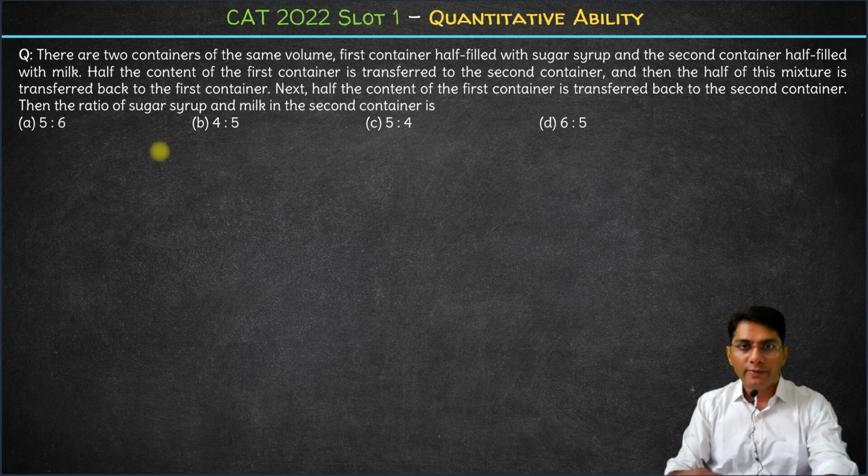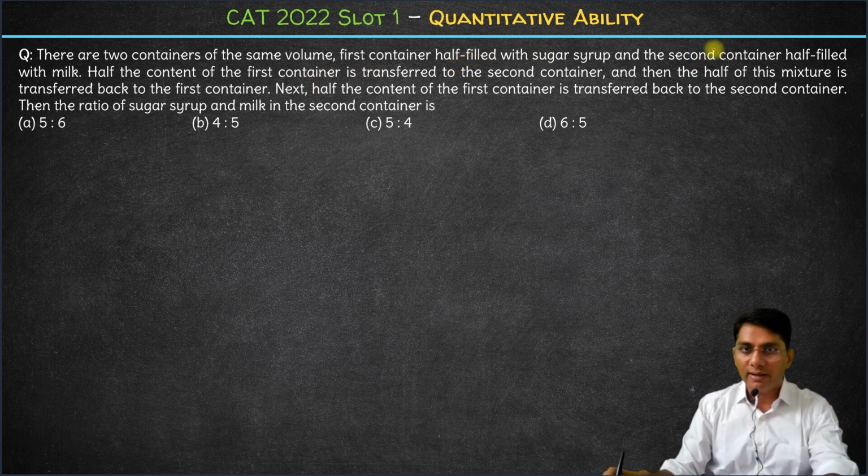Hi, so here we have two containers of the same volume. The first container is half filled with sugar syrup and the second container is half filled with milk. Half of the content of the first container is transferred to the second, and then half of this mixture is transferred back to the first. Next, half of the content of the first container is transferred back to the second. Then the ratio of sugar syrup and milk in the second container is how much?